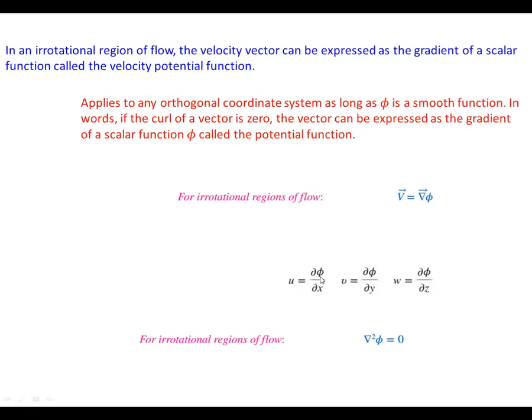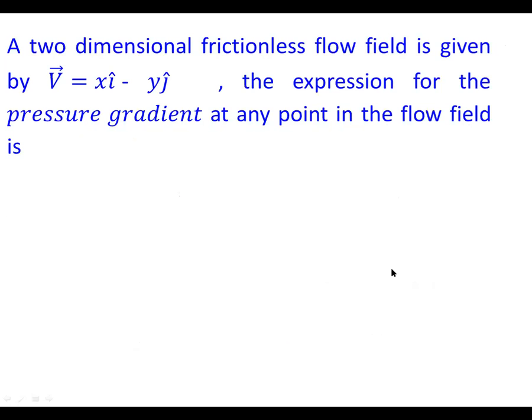Here u is given by del phi by del x, v equals del phi by del y, then w equals del phi by del z. In particular, for irrotational regions of flow, del square phi equals 0. The del square is nothing but del square by del x square plus del square by del y square plus del square by del z square.